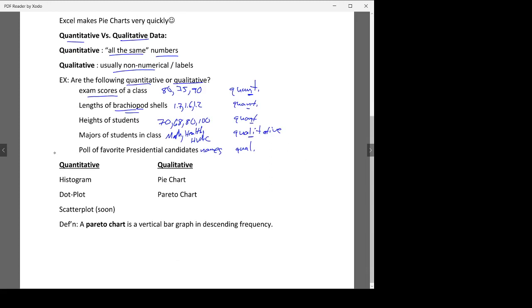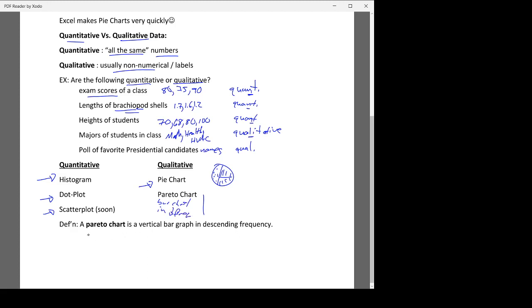If you have numbers, quantitative, you use a histogram or a dot plot, which we did with exam scores, or you could use a scatter plot. We'll see one of those in a minute. If it's qualitative, you use a pie chart, like candidates. How many like this candidate or that candidate, for whatever it is. And then a Pareto chart is another one. That's just a bar chart in descending frequency.